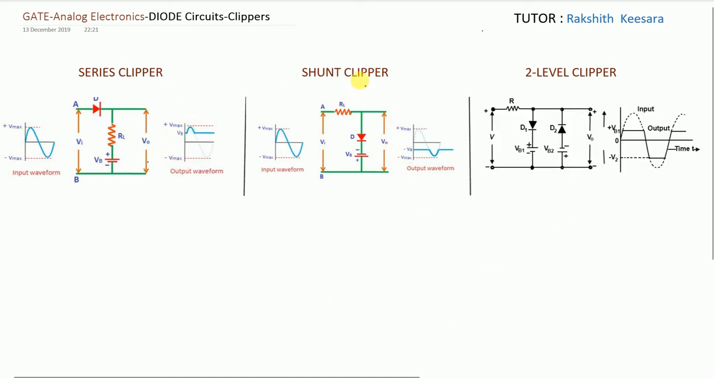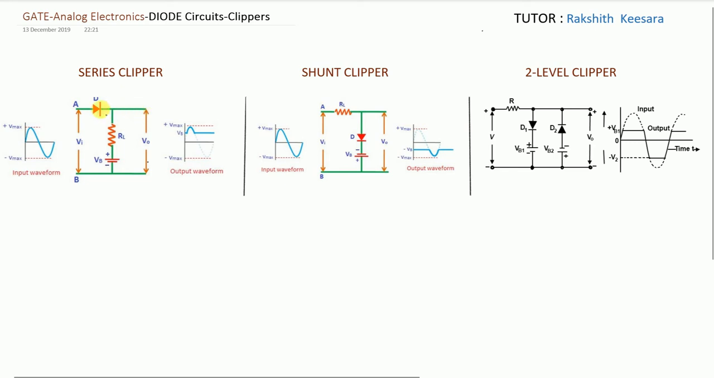So series is completed, shunt is completed. Now moving to the parallel, that is, two-level clipper. Friends, before going to the two-level clipper, I will tell you the shortcut how to write. From that shortcut, we will solve this kind of question. So the shortcut is, if output is connected to the negative terminal, negative part will be clipped off. See, here output is connected to the negative terminal, so negative part is clipped off. If output is connected to the positive terminal, then positive part will clip off. It's the shortcut, guys.